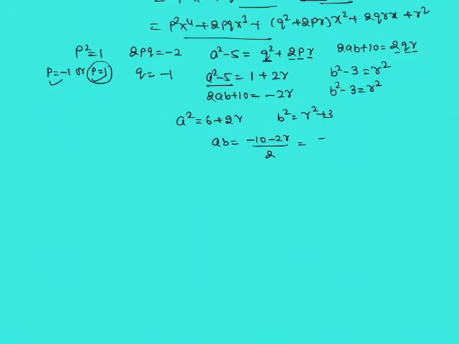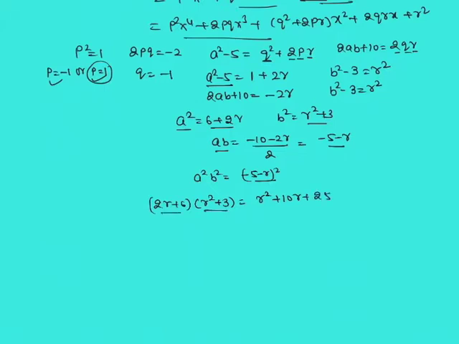That will get as minus 5 minus r. Now if I square it, we will get a square into b square equal to minus 5 minus r whole square. If I put a square value, we will get as 2r plus 6. And b square value is r square plus 3. And if I square it, we will get as r square plus 10r plus 25.